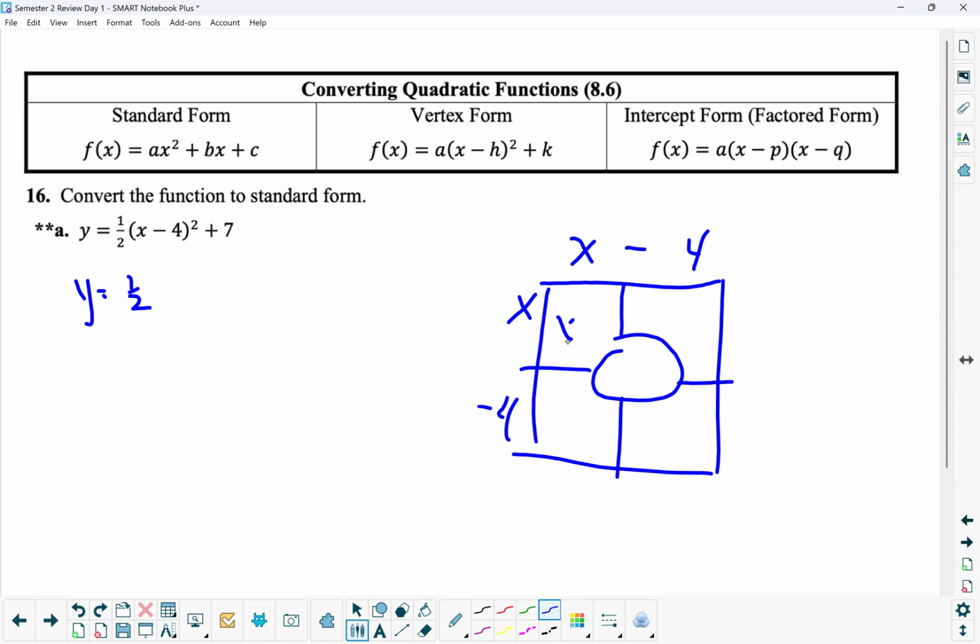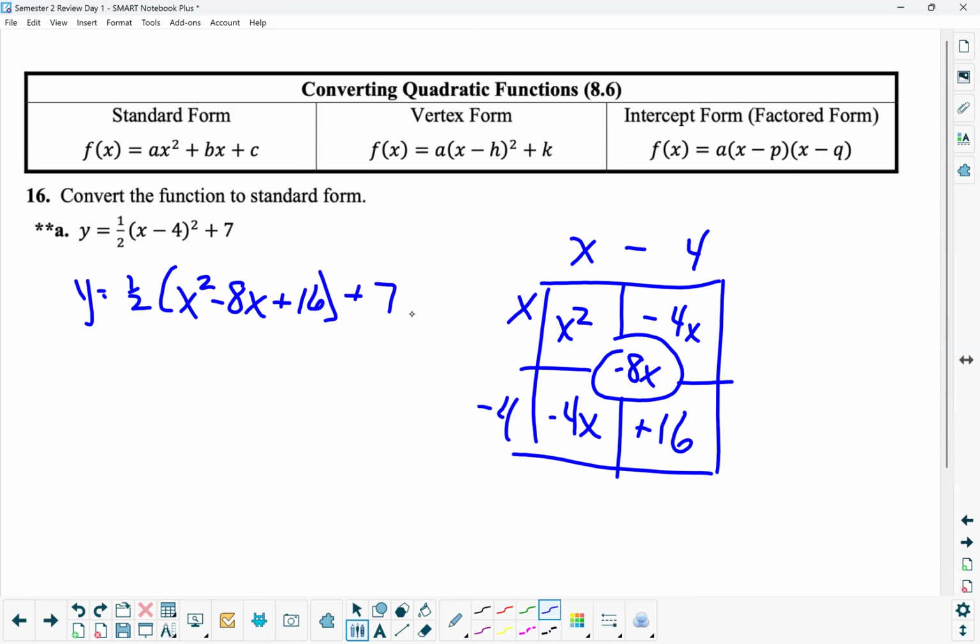x times x is x squared. x times -4 is -4x. -4 times x is -4x. -4 times -4 is positive 16. Combine my like terms: I have a -4x and a -4x, that's a total of -8x. So where I have x minus 4 squared, I'm going to replace that with x squared minus 8x plus 16. And I have that plus 7 on the outside.